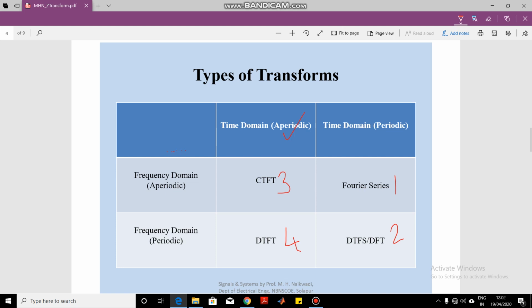So normally there are four transforms. First is the continuous time Fourier series, which is used for continuous time periodic signals. Whenever the signals are periodic, we go for a Fourier series. But when we have a discrete time signal which is periodic, the important thing being periodic, we go for a transform called the discrete time Fourier series.